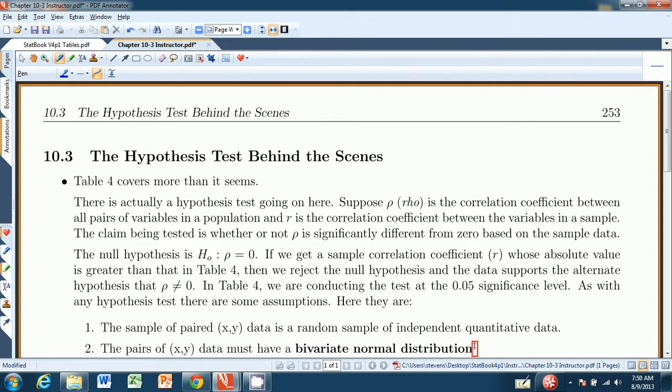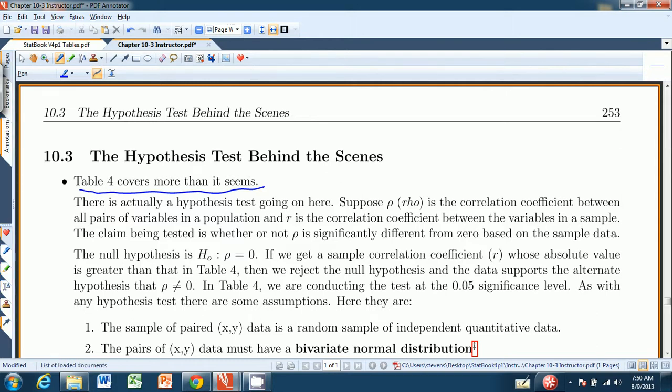This is a one-page section, and it's basically describing a hypothesis test that is going on in the background of Table 4. It's not completely necessary to cover this section, but it's fairly interesting if you're so inclined. I can't seem to circle that, so I'll just underline it. Table 4 covers more than it seems, right? So let's take a look at Table 4.